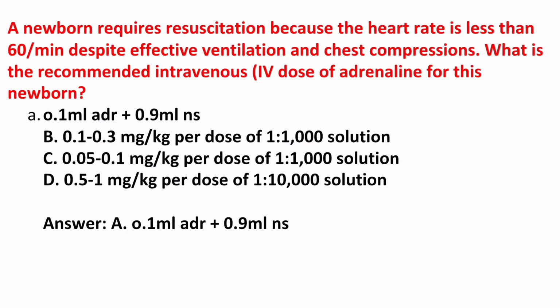A newborn requires resuscitation because the heart rate is less than 60 per minute despite effective ventilation and chest compressions. What is the recommended intravenous dose of adrenaline for this newborn? A. 0.1 ml ADR plus 0.9 ml NS. B. 0.1 to 0.3 mg/kg per dose of 1:1000 solution. C. 0.05 to 0.1 mg/kg per dose of 1:1000 solution. D. 0.5 to 1 mg/kg per dose of 1:10000 solution. Answer: A. 0.1 ml ADR plus 0.9 ml NS.